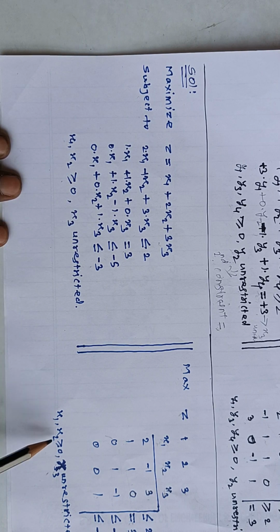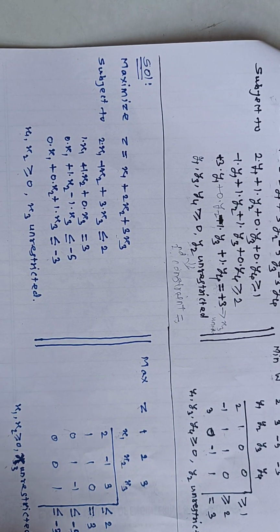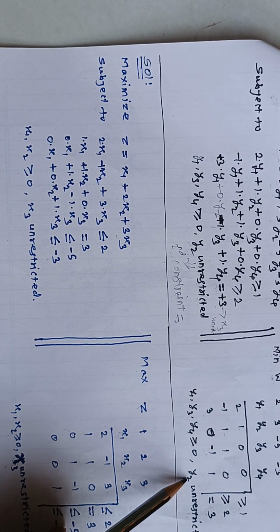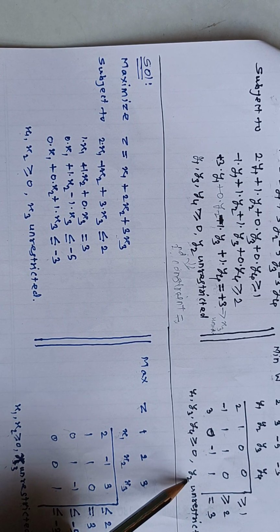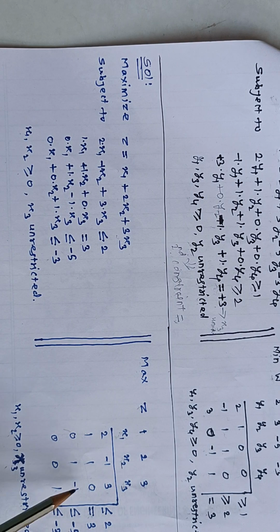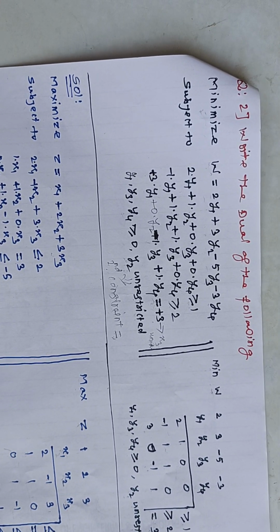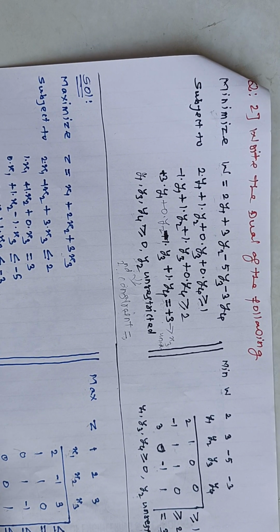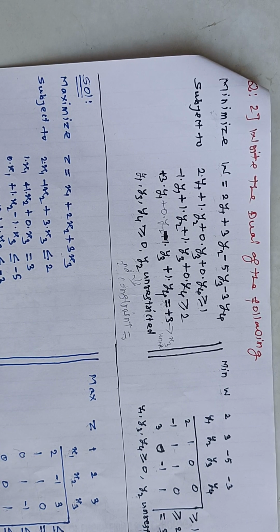And then these are the restrictions. x1, x2 must be greater than or equal to 0, and x3 is unrestricted. x3 unrestricted we obtained from the third constraint. And y2 unrestricted means the second constraint in dual will be with the equal to sign. In this way you have to convert primal to dual. So here we have solved two sums on primal to dual.